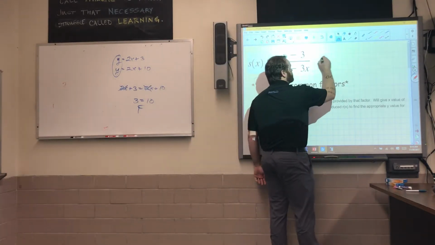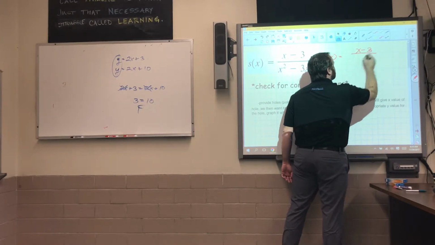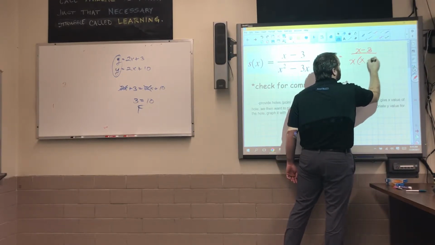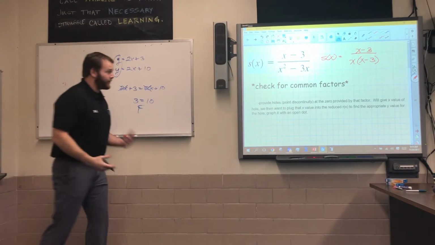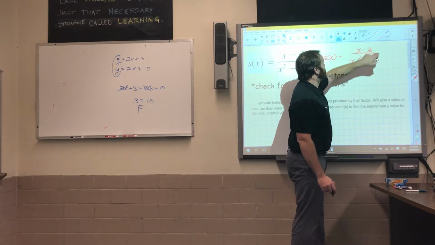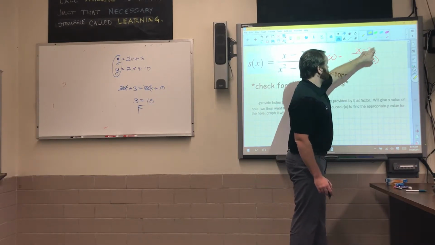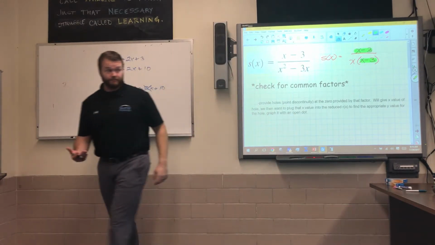So we're at s of x. This one's kind of easy in regards to the factoring part, x, and then x minus 3 on the bottom, right? Okay. So the thing that we recognize is that that thing and that thing are common factors, right?